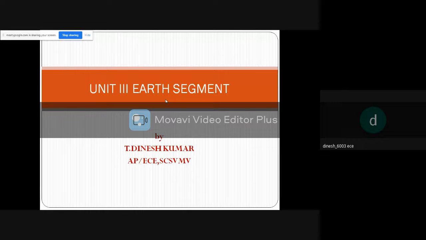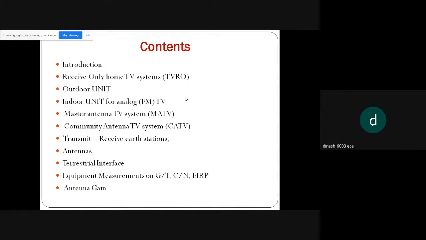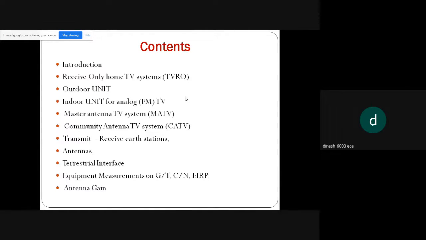Consideration in designing an efficient satellite communication. So in this presentation, we'll be dealing only with the Earth segment. Okay. So what are present in the Earth segment? Let us see. The Earth segment, which is being considered in this unit, has receive only home TV systems, which we call TVRO.